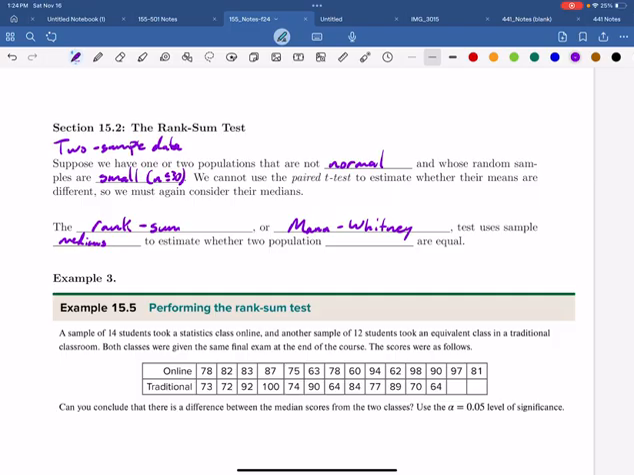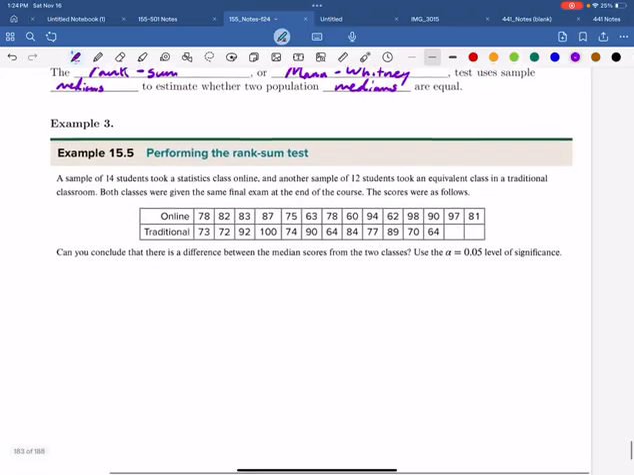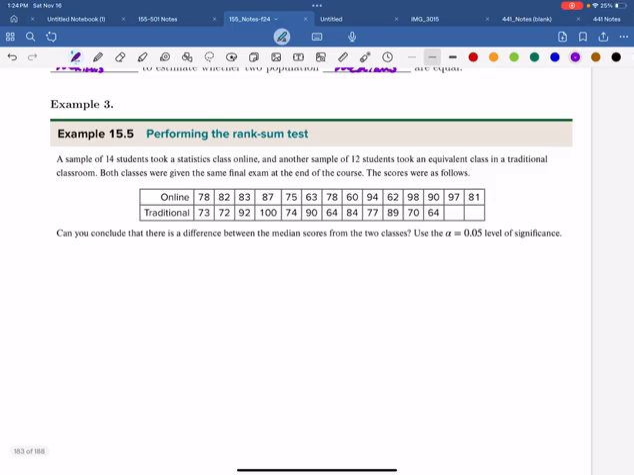To estimate whether two population medians are equal, here's what we're doing. For this one, I'm just going to use Minitab. 14 students took the course online. Another sample of 12 took it traditionally. But you see how they're small. You could just look at the graph of their test scores and see they're not from normal populations.